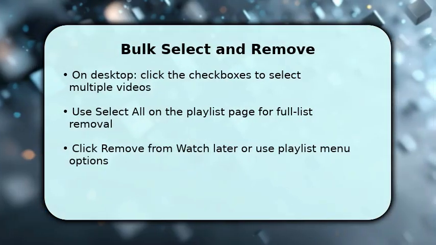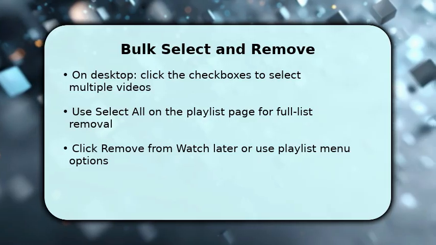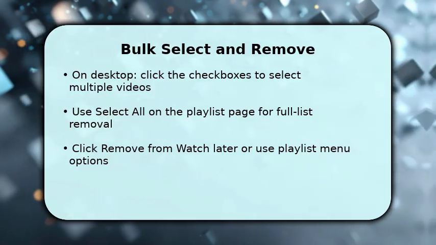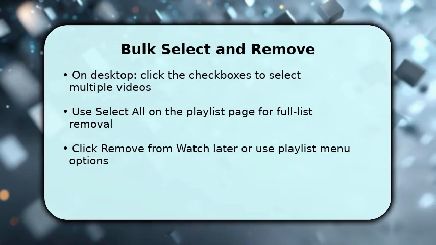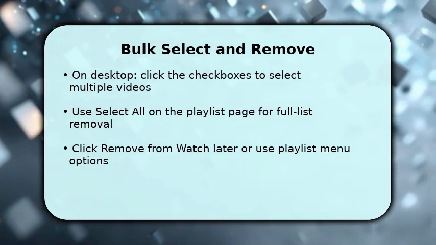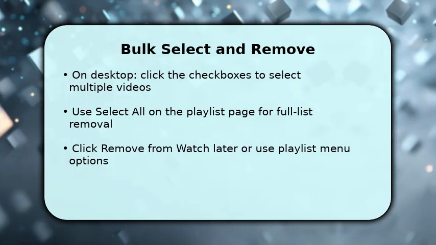Now you bulk select. On desktop, click the checkbox above the first video and then Shift+click the last to select a range. Alternatively, use the Select All option when available. Once items are selected, choose Remove from Watch Later in the Overflow menu. This removes them immediately from your list.